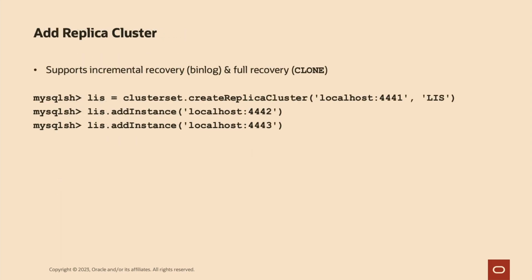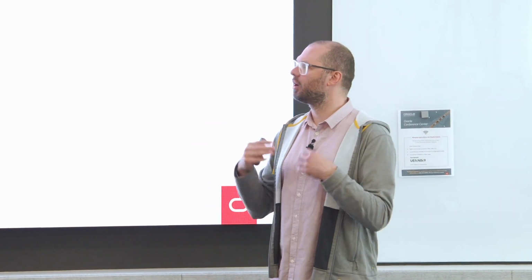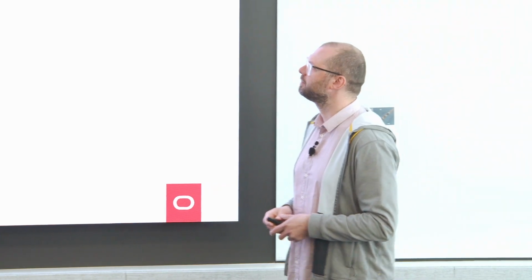And now what we want to do is add a replica cluster. In the example, Lisbon. So we add lis and say we create a replica cluster out of our cluster set. And this is the host that we want to use as the first member in that cluster. And we add 2 instances. So again, a couple of commands, and we have basically a 6-node cluster up and running. And we have everything configured: the asynchronous replication, the group replication, automatic failover, everything is provided.